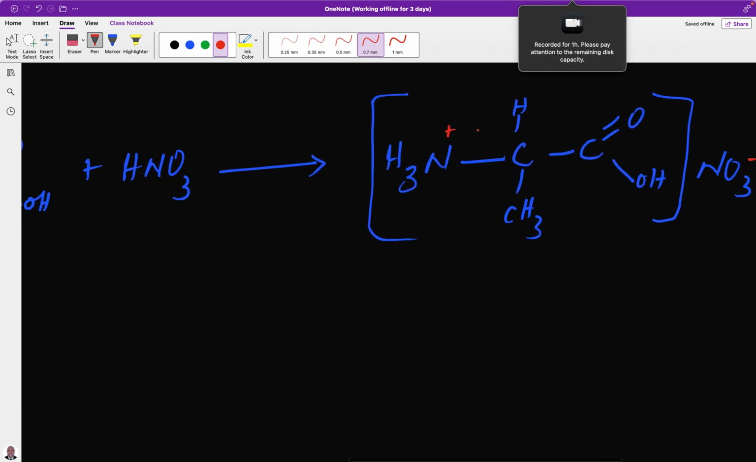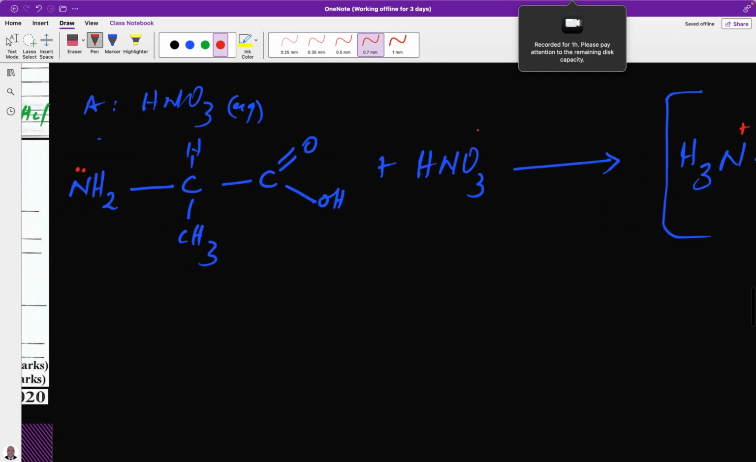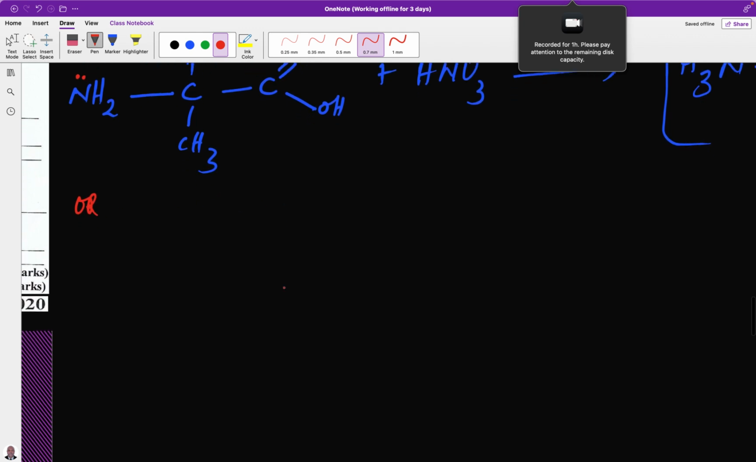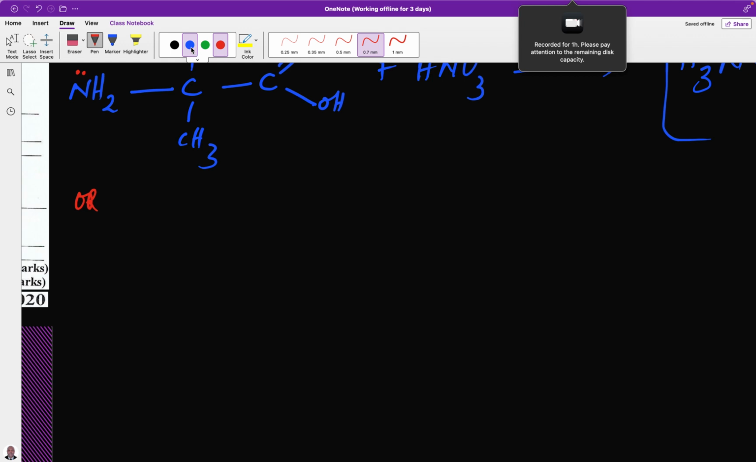Another alternative of writing it is in this other way. Remember that in a neutral solution, this is how this group exists. We have hydrogen, COO minus, and H3.